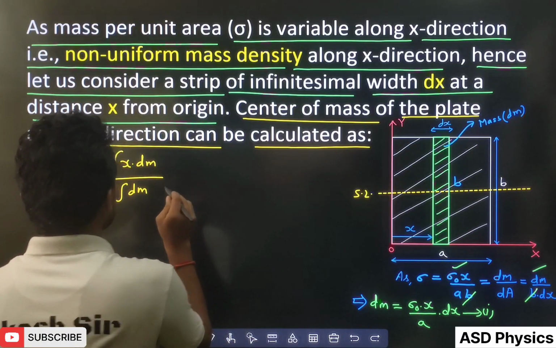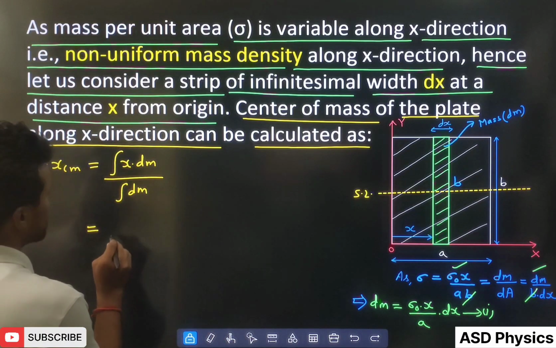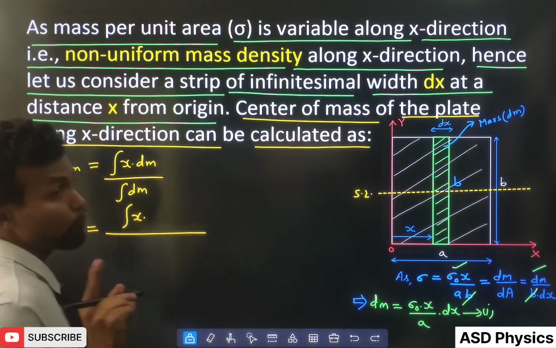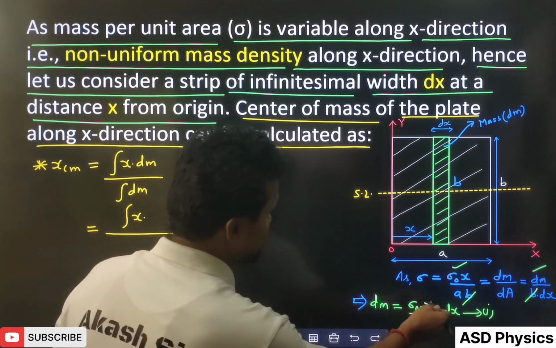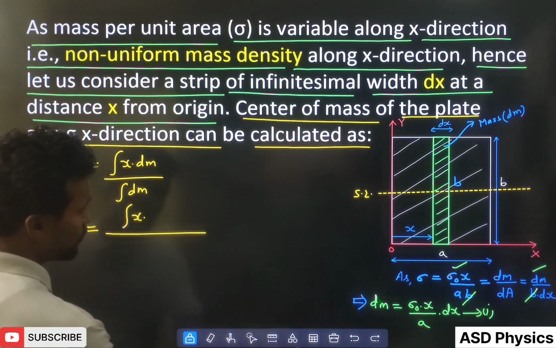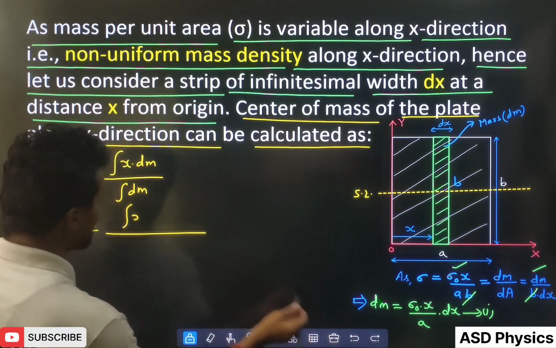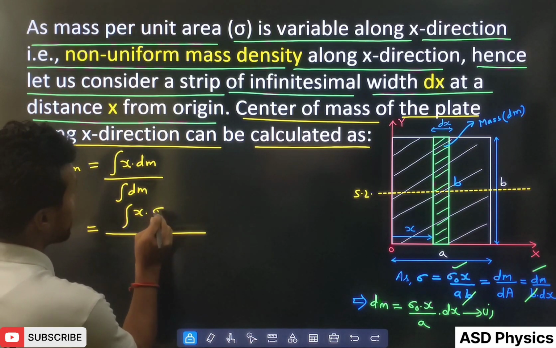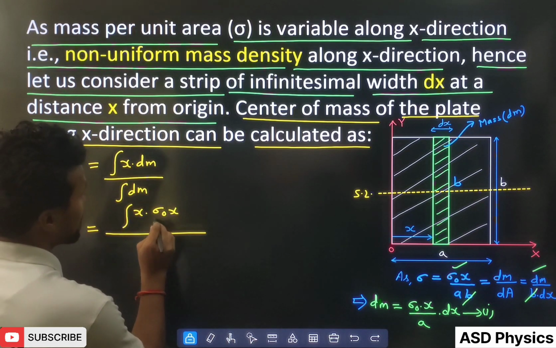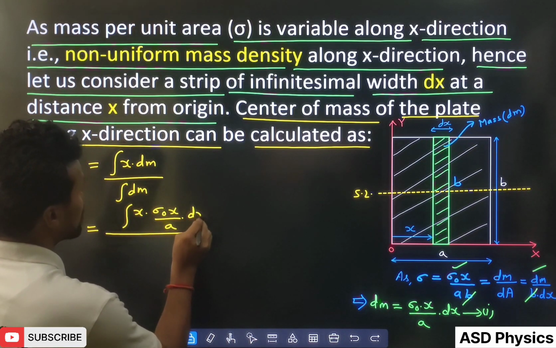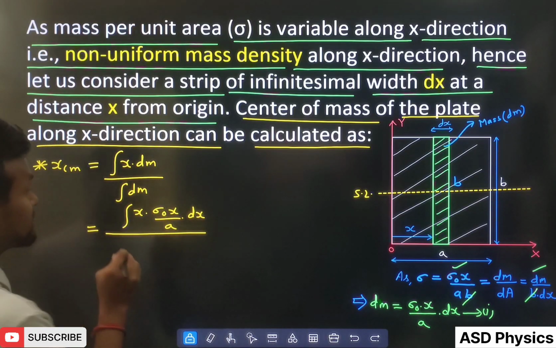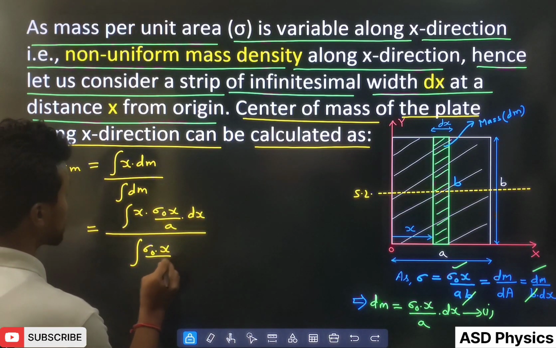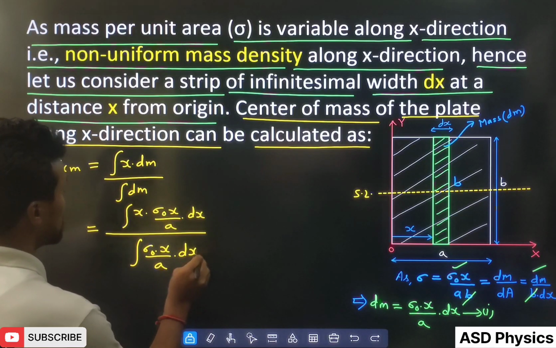Okay, now after that we can write the integration of x, and the value of dm we have got is sigma naught x by a into dx. So this value I am going to put here, so this is x, and then sigma naught x by a into dx, and again the dm value, sigma naught into x by a into dx.